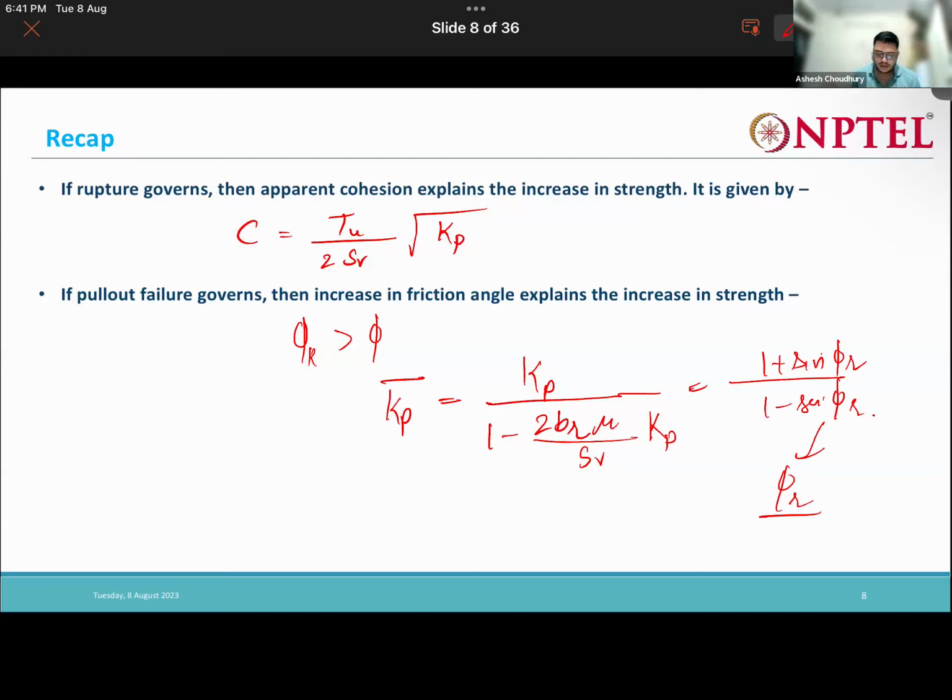Obviously the denominator is less than 1, so this Kp bar will be greater than Kp. And if Kp bar is greater than Kp, then this phi r will be greater than phi.